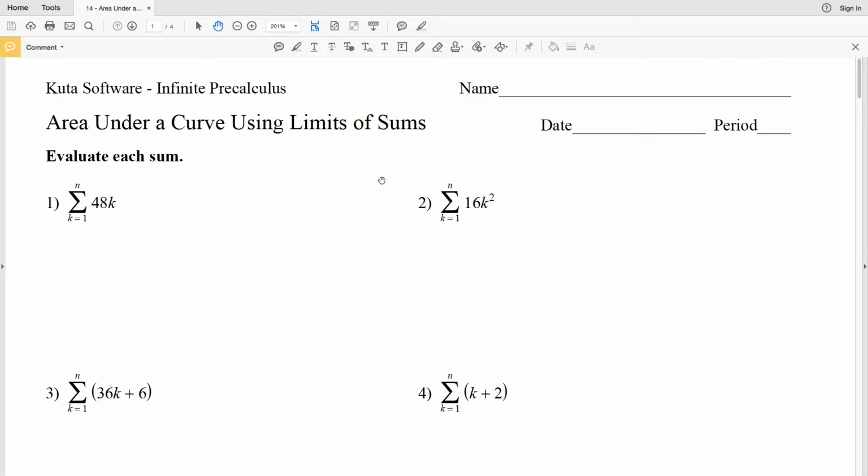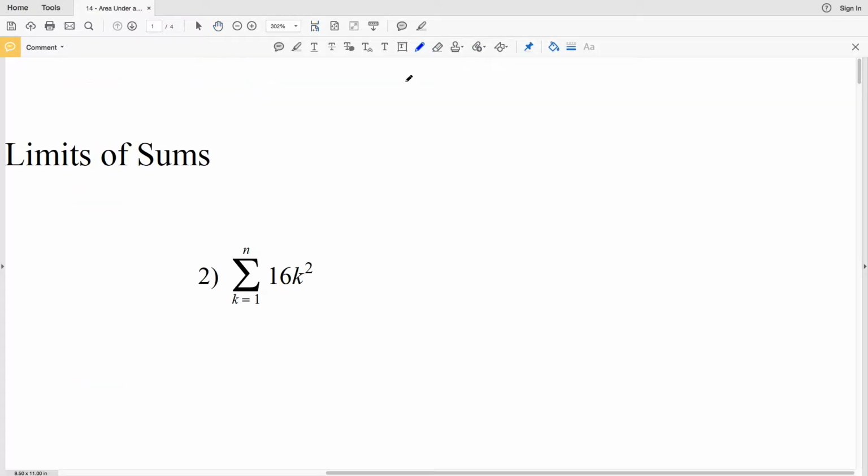In this video, we're going to go over the KutaSoftware Infinite Pre-Calculus free worksheet, area under a curve using limits of sums. Before we jump into the worksheet though, let's go over 3 rules and 2 formulas that we're going to utilize in most of these problems. First, we'll go over the rules.